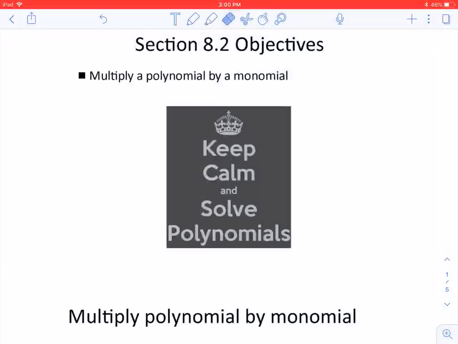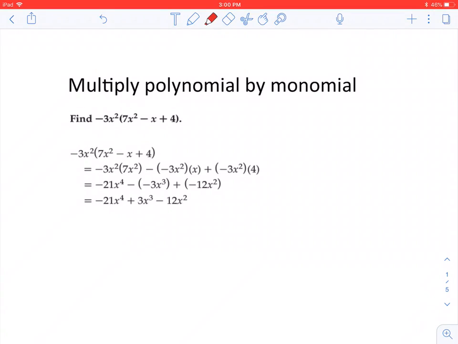Today we're going to start into Chapter 8, Section 2. In Chapter 8, Section 2, we're going to be dealing with multiplying a polynomial by a monomial. Now, those are really big fancy words. They sound complicated, but this is actually quite simple, and you actually have all the skills to do this already. So let me show you how this works.